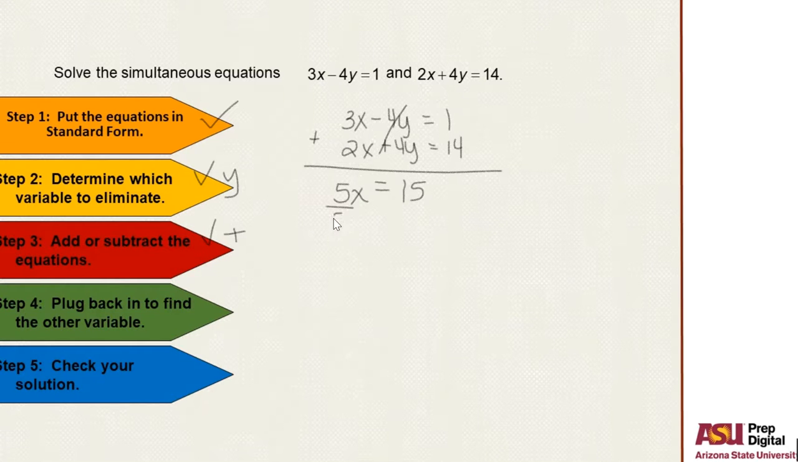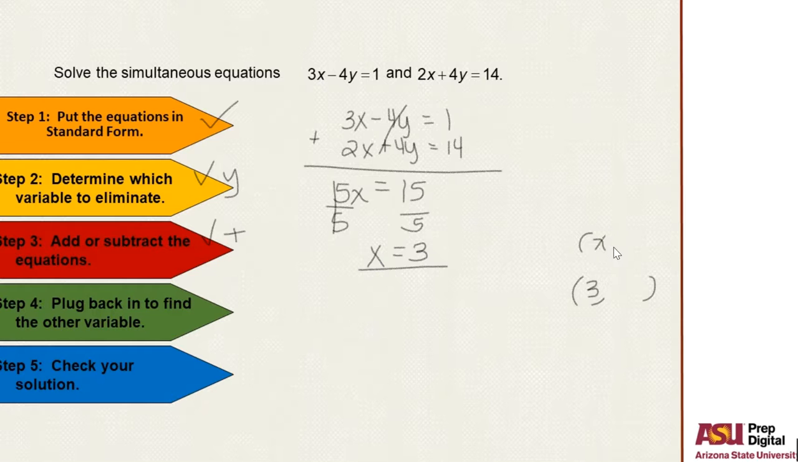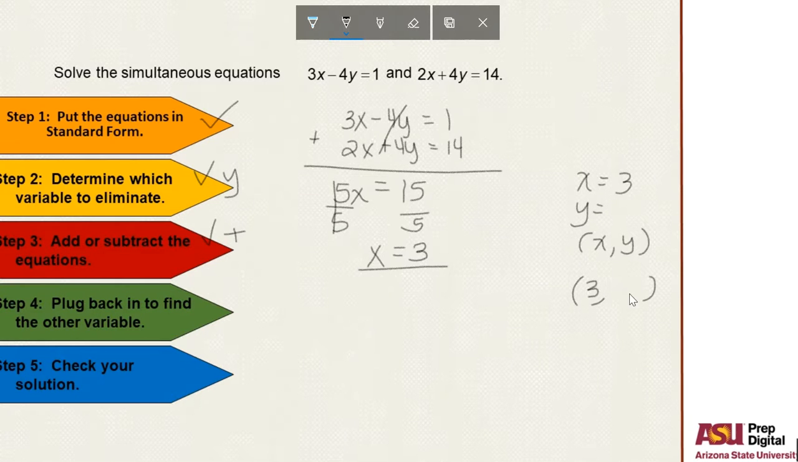I'm going to divide both sides by 5, and there we go. x is equal to 3. So there's half my answer. Now I just need to find the y coordinate. Remember, our answers are always an ordered pair. Sometimes you might actually type it in like this. So it just depends on what type of problem you're being asked to do.